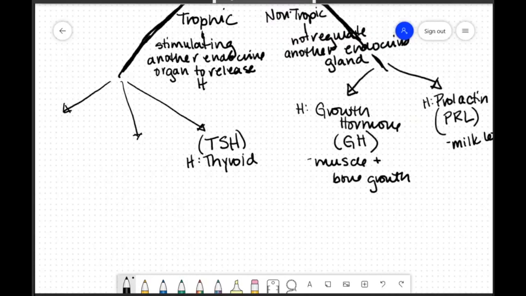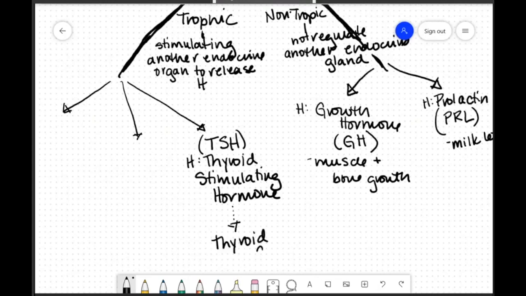Thyroid stimulating hormone is a trophic hormone. What this hormone will travel to and act on is the thyroid gland, which makes sense because it's in the name. And when it gets to the thyroid gland, it will cause the release of thyroid hormone.